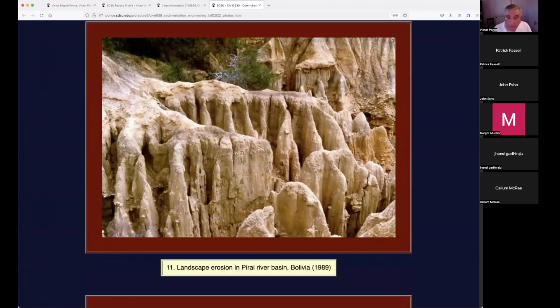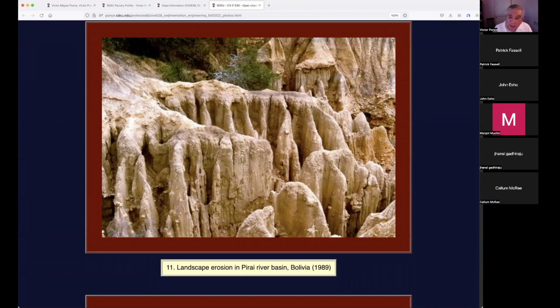Landscape in the Piraí River, Bolivia. In 1989, I was in Bolivia on a study of sediment transport, sediment routing. As a matter of fact, we developed a computational model over there to do this kind of stuff. That's why they hired me. We went upstream and we wanted to find out where the sources of the sediment were. And I was able to luckily get into this place where we found the sources of the sediment. I'm not exactly sure if this is natural or anthropogenic. I have a feeling that it's maybe both.